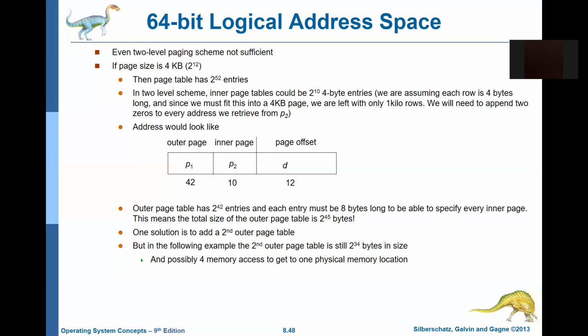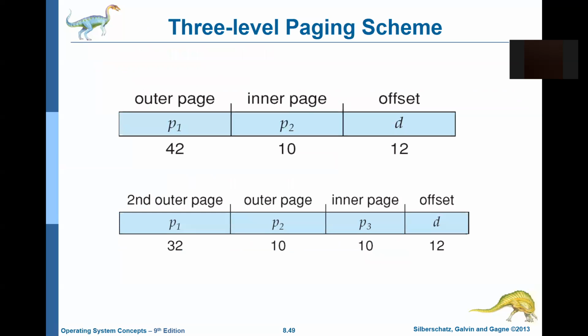But in the following example, the second outer page table is still 2 to the 34th bytes in size, which is very large. And it'll take possibly 4 memory accesses to get to one physical memory location. In other words, you have to jump. To get the actual address, you'll have to keep on reading and reading and reading. So this is not such a good solution. Here is the example here: 12, 10, 10, and 32.